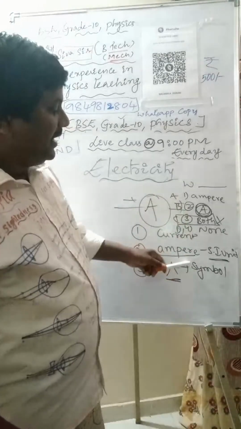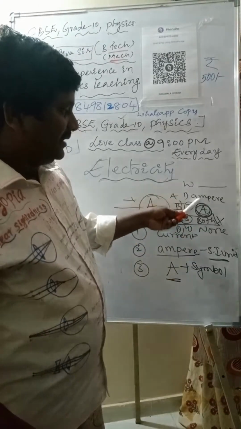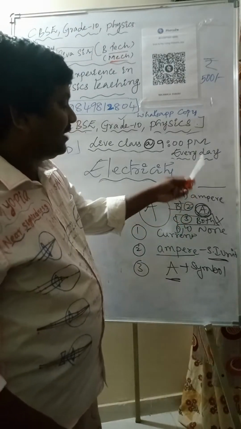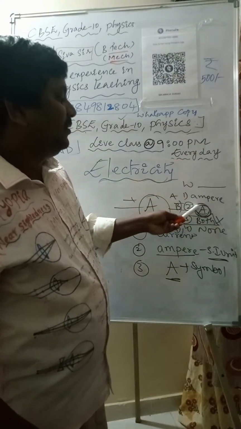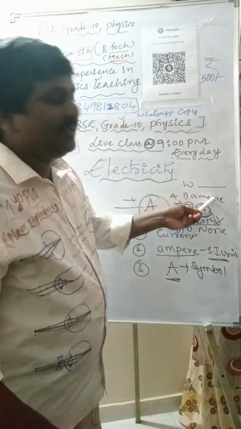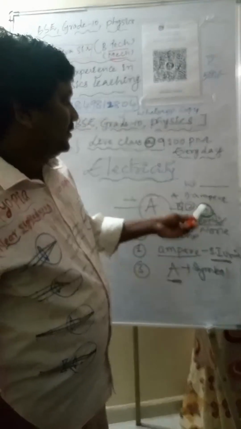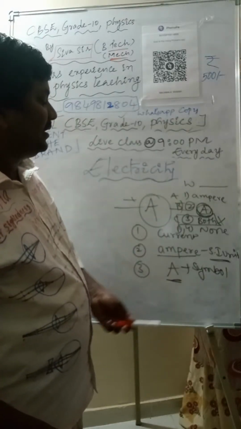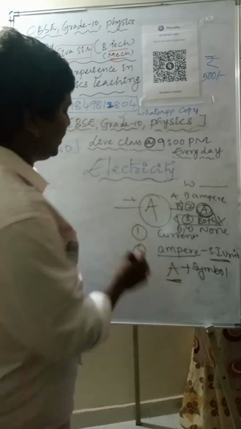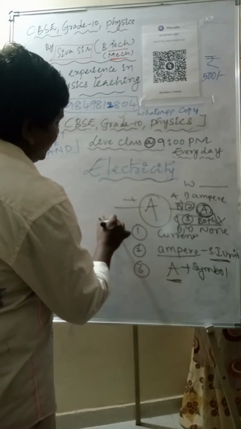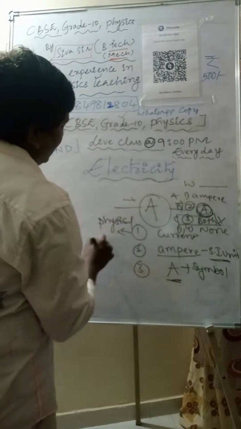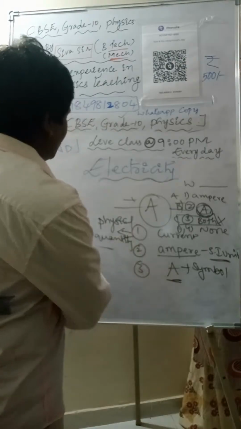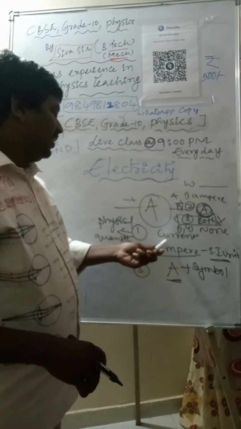So you have to be clear with the concept. The SI unit of current is ampere, and the symbol is capital A. This is the symbol, this is the SI unit. Questions like that they will ask, which is why I'm explaining in detail. Clear? So that is about current. Current is a physical quantity. Keep this point in mind. A physical quantity is a quantity which can be measured.